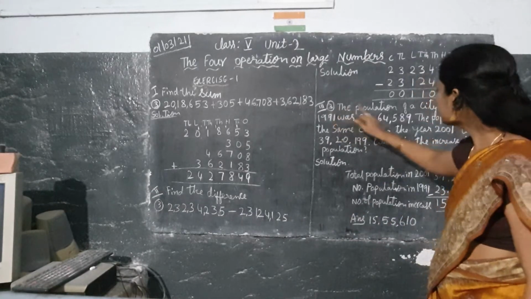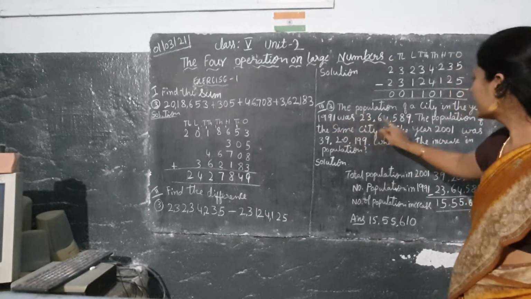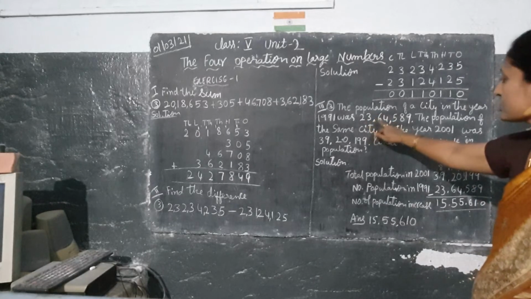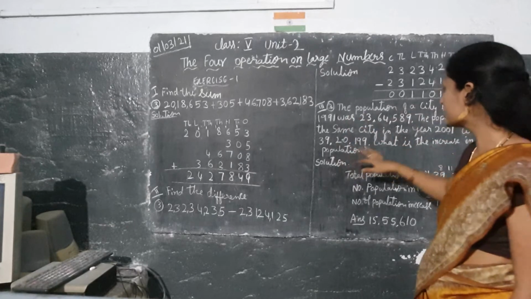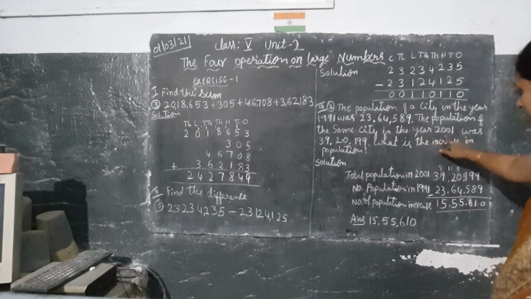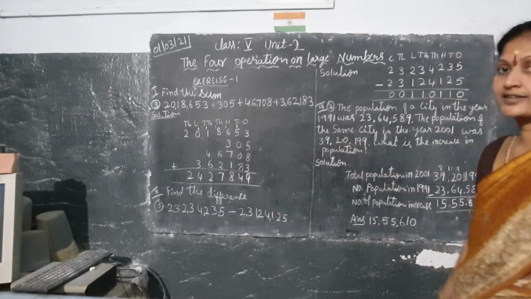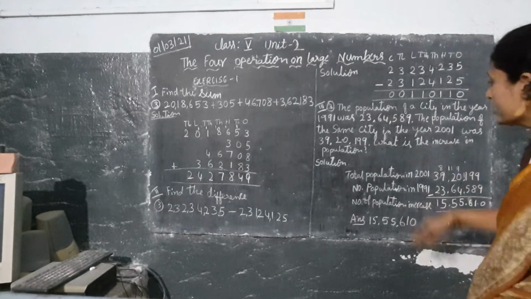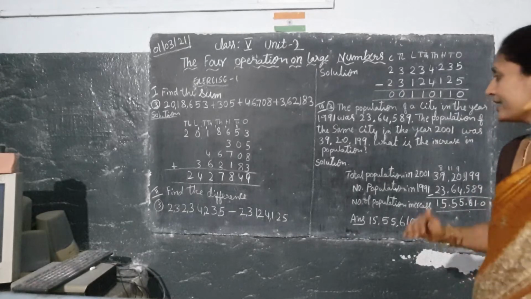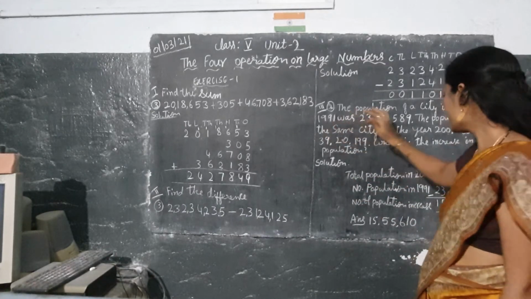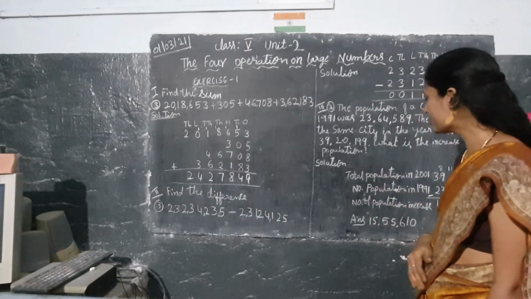Okay, now third, population of a city in the year 1991 was 23,64,589. The population of the same city in the year 2001 was 39,20,199. Then what is the question they are asking? What is the increase in population? How much population increased between the year 1991 and 2001? We have to do the subtraction, children. First solution we have to write.